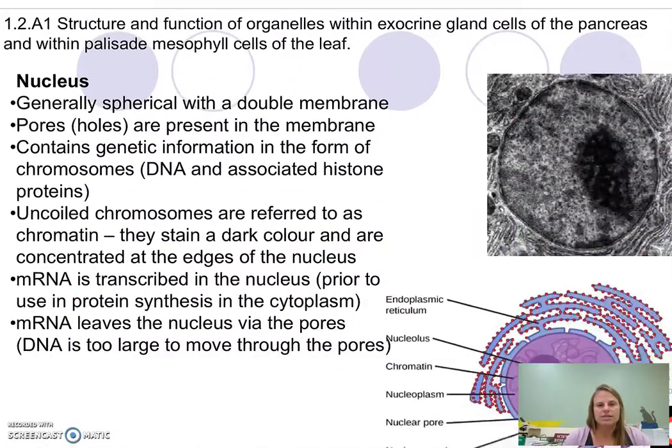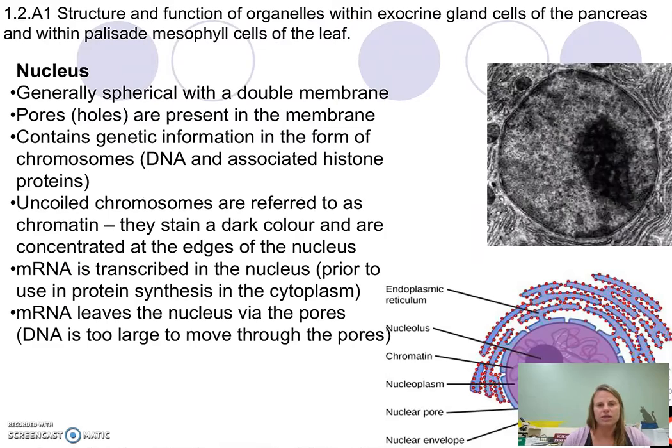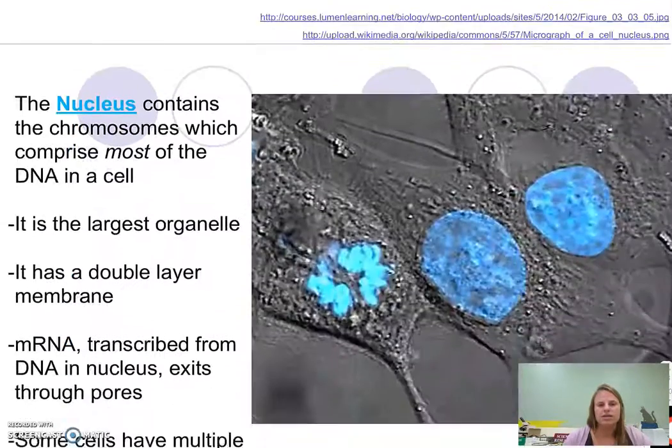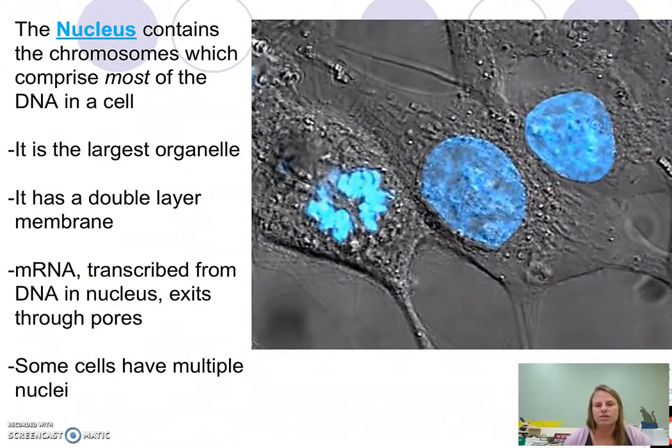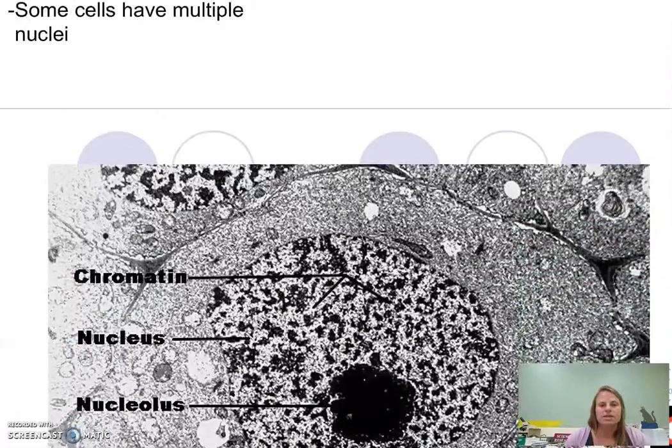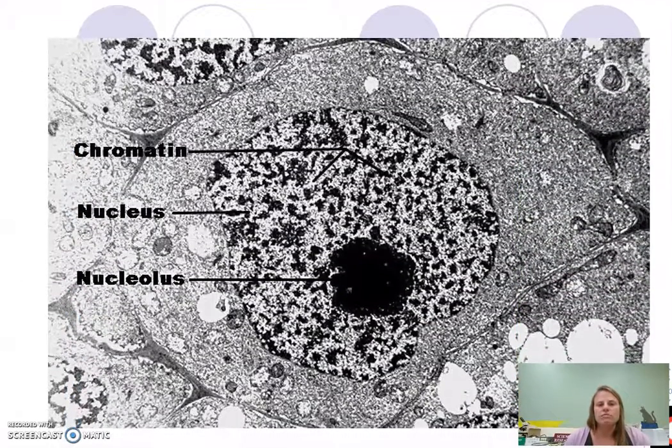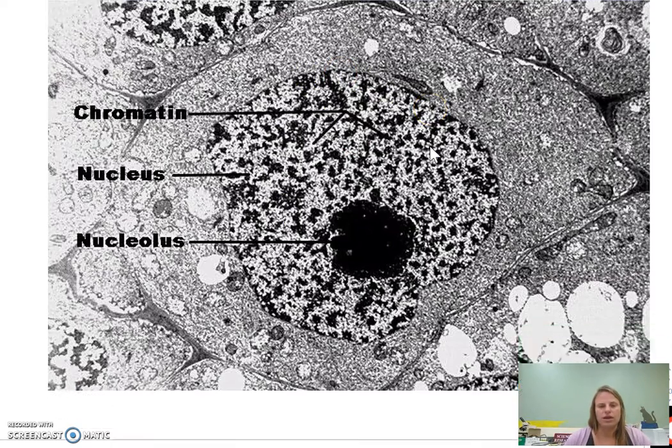This slide is a nice summary slide regarding information on the nucleus, as well as this slide, which provides some more information. When they say some cells have multiple nuclei, those cells are the ones that are the exception to the cell theory. So here's a micrograph of your nucleus, the nucleolus, and chromatin that's going to be found inside the nucleus. Surrounding the nucleus, you would have your nuclear envelope.